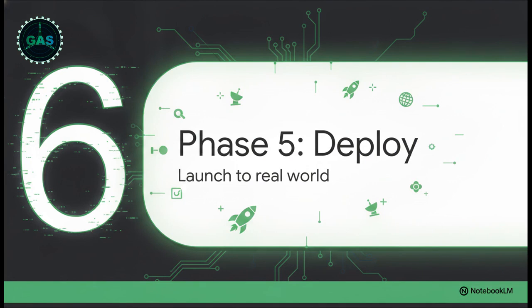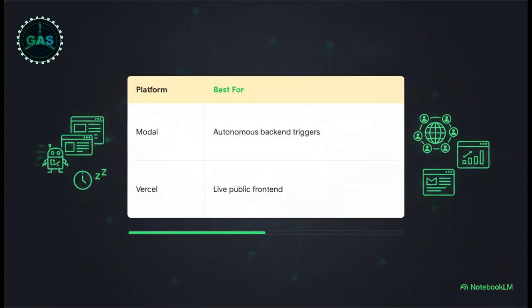So, the styling is perfect, the back end is totally robust, which means it is finally time for phase 5, trigger and deploy. Let's take this masterpiece off our local computer and launch it into the real world. And this brilliantly illustrates the 2 main deployment paths you have, depending on what you've actually built.